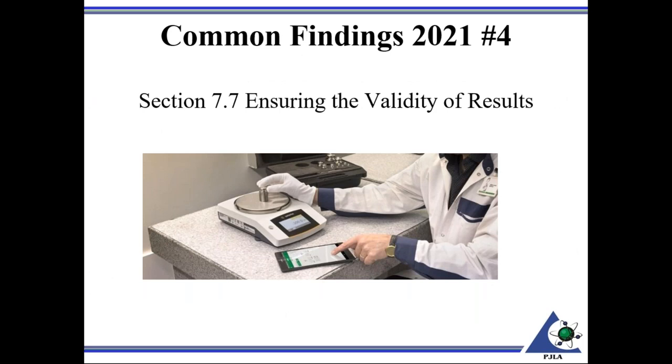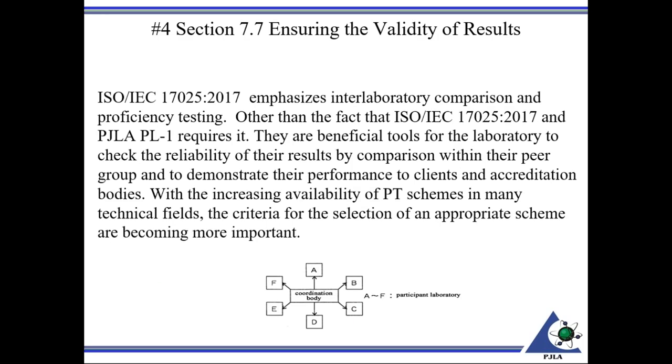Okay, moving on down the list here, number four. This is from the 17025 standard, section 7.7, which is ensuring the validity of results. So I think this is an important section a laboratory needs to take to heart. It emphasizes inter-laboratory comparison. Compliance to this section will interject beneficial tools for the laboratory to check the reliability of their results by comparison within their peer group and to demonstrate their performance to clients and accreditation bodies. With the increasing availability of proficiency testing schemes in many technical fields, the criteria for selecting an appropriate scheme are becoming more important. So, section 7.7.